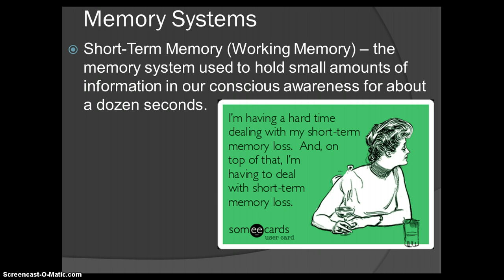The second stage of the memory system is called short-term memory or working memory. It's the memory system used to hold small amounts of information in our conscious awareness for about a dozen seconds. Short-term memory is also known as working memory. This is also the place where most of our thinking occurs.